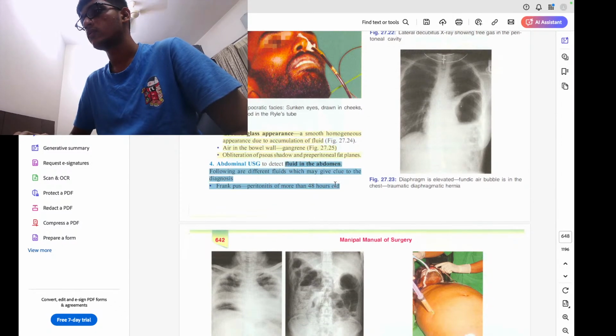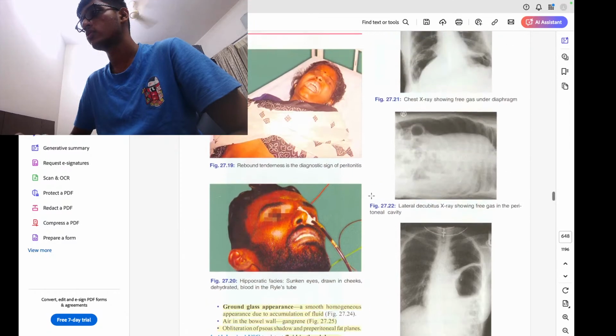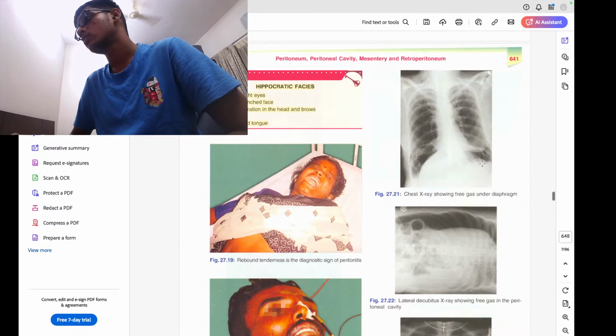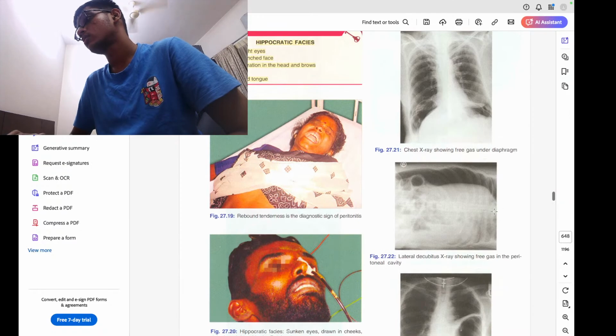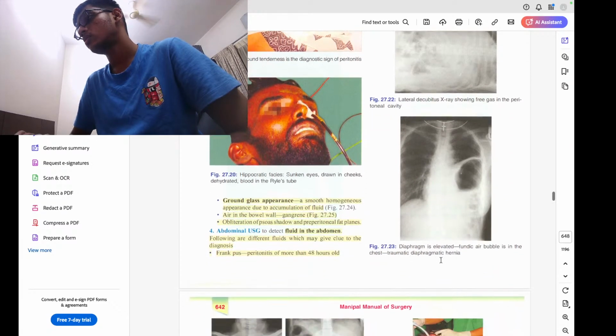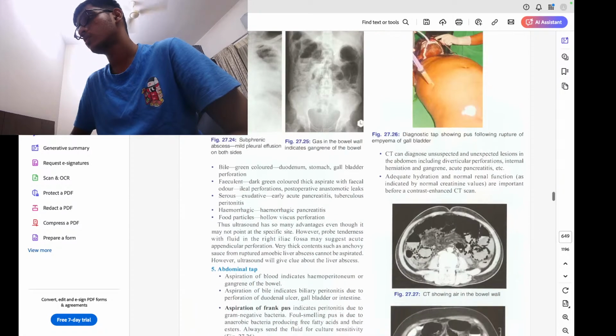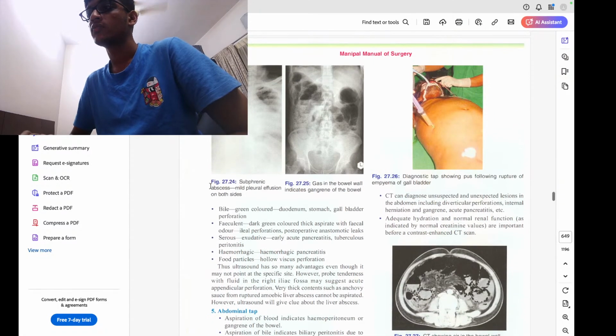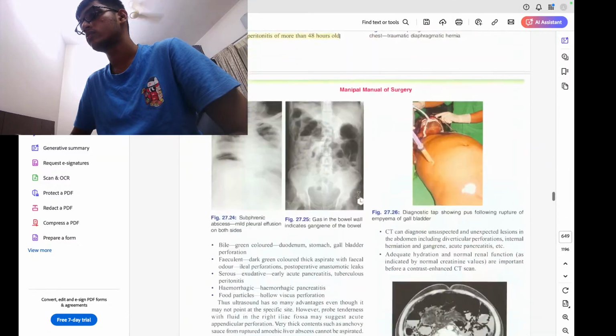Following a frank perforation, persistent peritonitis. Chest X-ray shows gas under the diaphragm. A nasogastric catheter showing gas in the peritoneum. Then the diaphragm is elevated; bowel loops in the chest suggest a post-traumatic diaphragmatic hernia. Subphrenic abscess, also mild pleural effusion on both sides. Gas in the bowel wall indicates gangrene of the bowel.